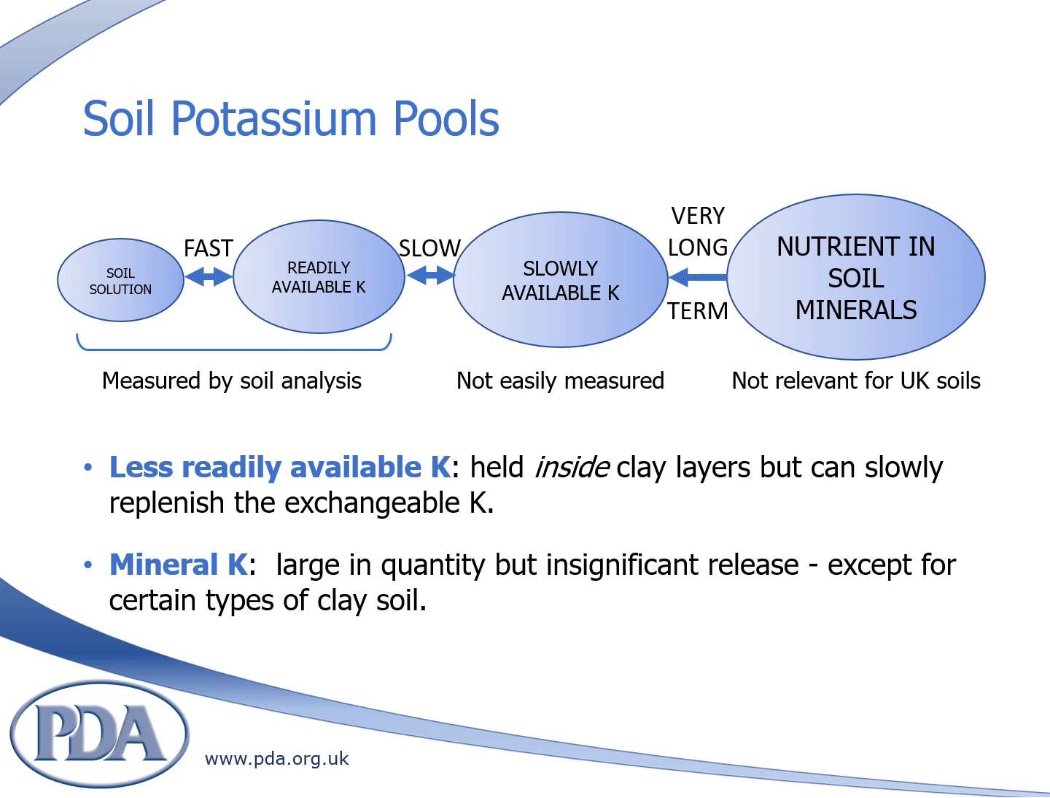The essential feature of this concept of the behavior of soil K is its reversible transfer between the exchangeable and less readily available pools. Thus, when K is added in fertilizers and manures, it goes first into soil solution, from where it is taken up by plant roots.